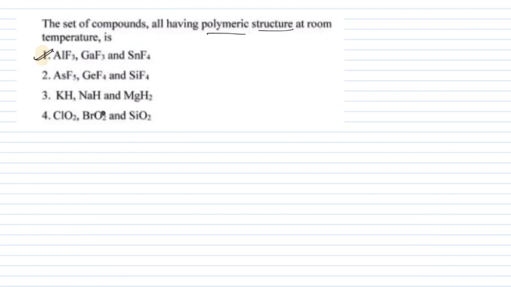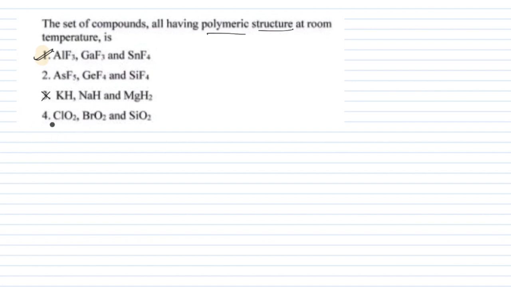One more thing which you can understand, you can just cancel out option number 3, because obviously sodium hydride or potassium hydride will not form polymeric structures. They have just one electron which is forming the bond with the hydride, and also this MgH2. These are ionic compounds which will not form polymeric structures, right? So that's how you can cancel this out.